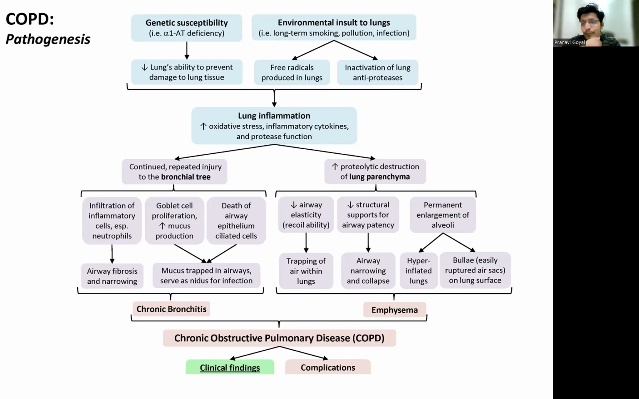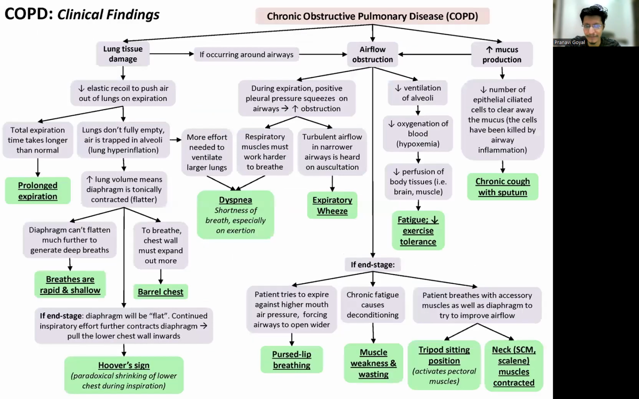Second, there is proteolytic destruction of the lung parenchyma, leading to the emphysema picture, that is decreased airway elasticity, leading to trapping of air inside the alveoli, decreased structural support causing airway narrowing and collapse, and a permanent enlargement of alveoli, leading to hyperinflated lungs and bullae. Now, chronic bronchitis and emphysema together form chronic obstructive pulmonary disease.